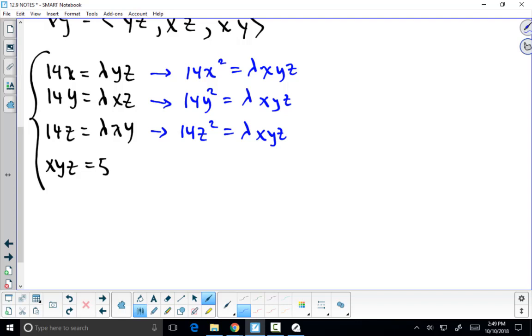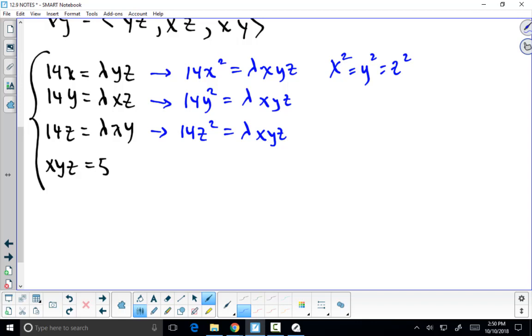All right, so all those right-hand sides are equal. That means the left-hand sides have to be equal. So this tells us that x squared equals y squared equals z squared, which tells us that x equals plus or minus y, x equals plus or minus z. Gives us a whole bunch of little sub-conclusions.